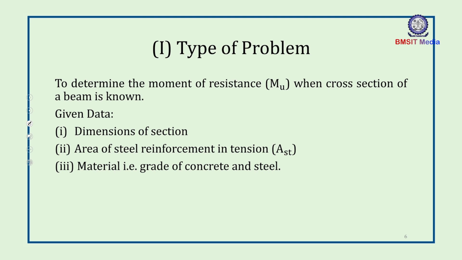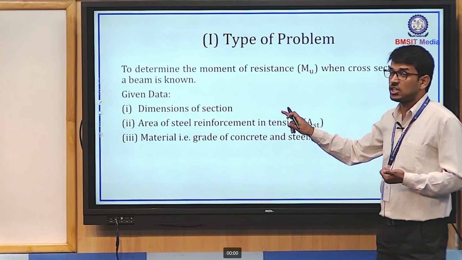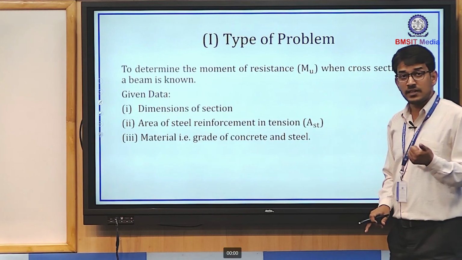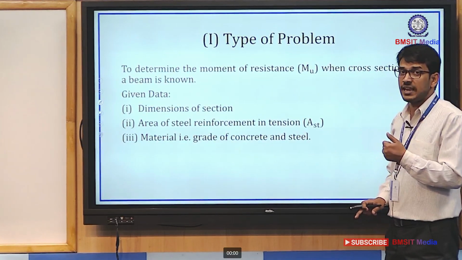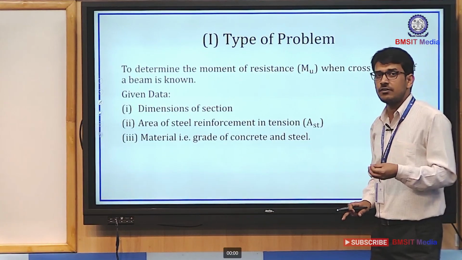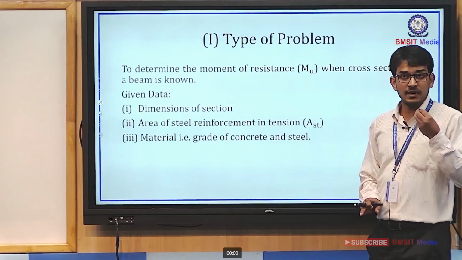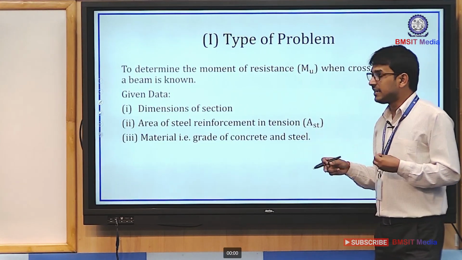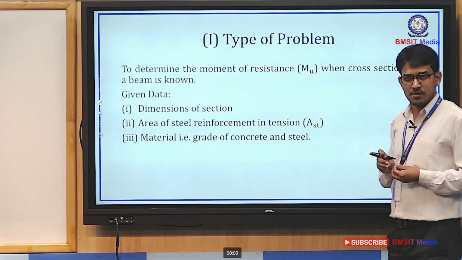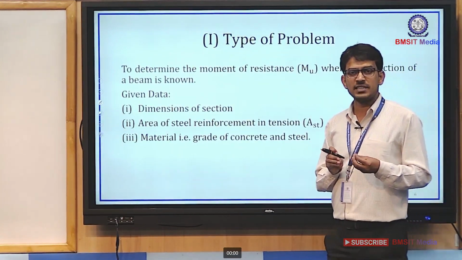So what data may you have in such a type of problem? The dimension of the section: first they will give you the size of the beam you have, so you can get to know what type of problem it is. Then the second data they will give is the area of the steel reinforcement.